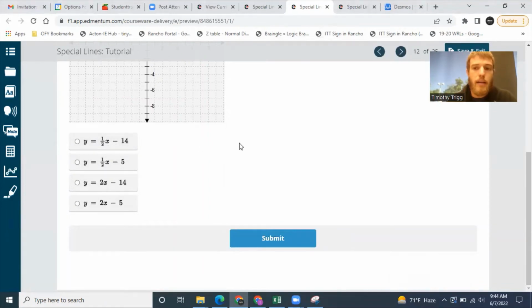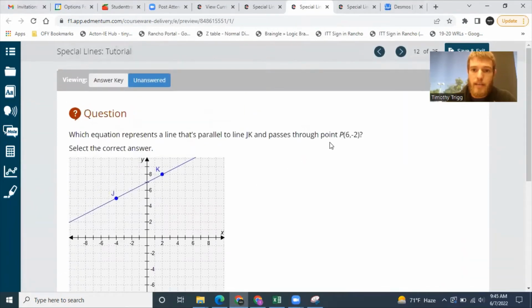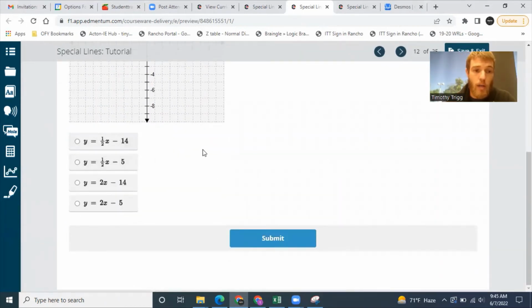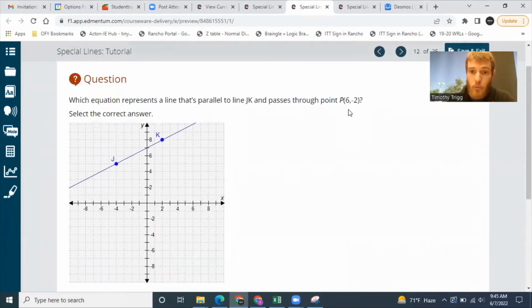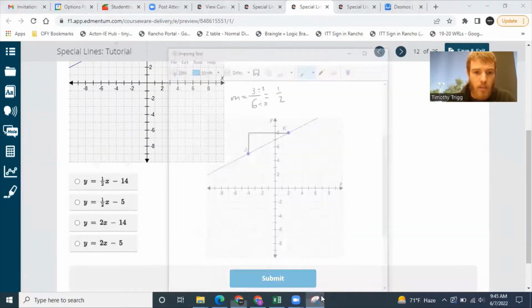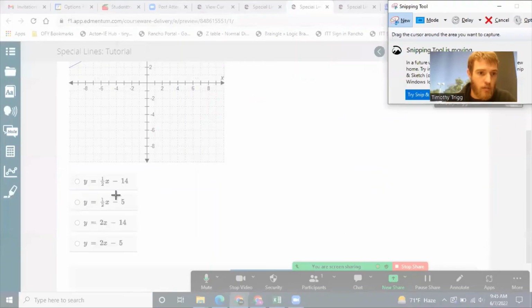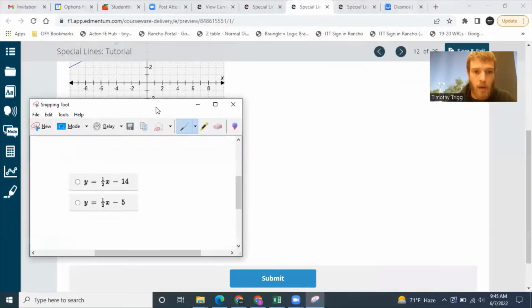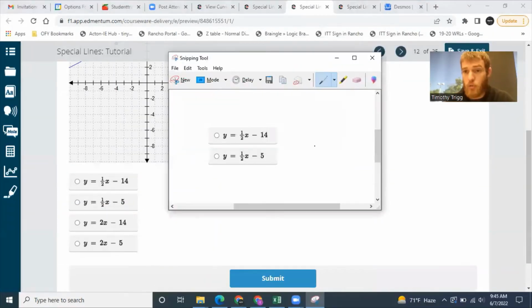All right, but it has that other criteria. It says that it also has to pass through the point 6 comma -2. So we need to figure out which of these equations passes through this point 6 comma -2. Well, how do we do that? I'm just going to grab these two equations. These are our two possible answer choices. I'm not sure which one's correct yet, but we need it to pass through 6 comma -2.